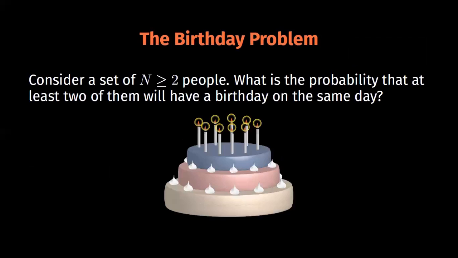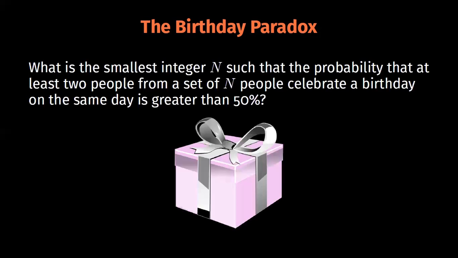Assume we have n people, at least two, of course. We would like to know the probability that at least two of them will have a birthday on the same day. This is known as the birthday problem. Most importantly, this leads to the following question, the birthday paradox. What is the smallest integer n such that the probability that at least two people from a set of n people celebrate a birthday on the same day is greater than 50%?